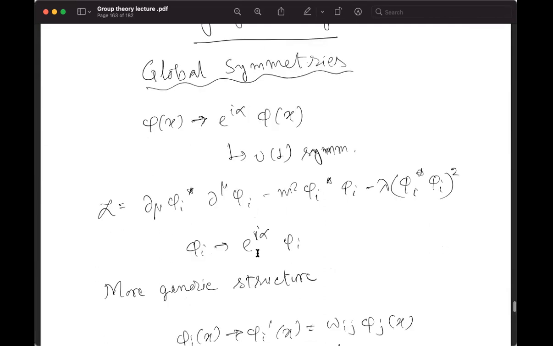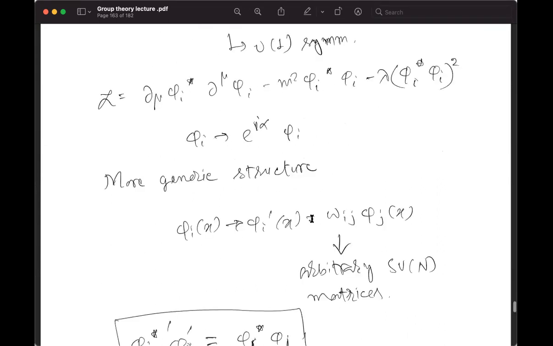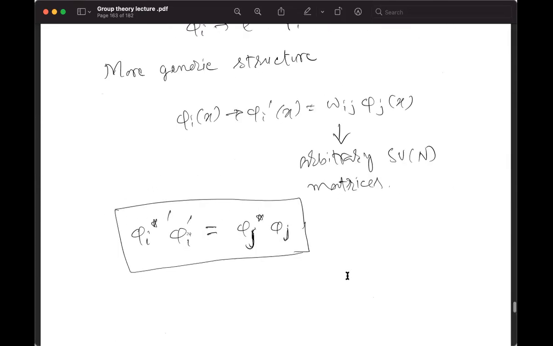Now we can think of a complex field phi with its Lagrangian density. Phi_i transforms into e^{iα} phi_i, where alpha is a number, so it's a global transformation. A more general structure would be phi_i(x) goes to phi_i'(x) equal to Omega_ij phi_j(x), where Omega_ij is an arbitrary SU(N) matrix. These transformations are such that the norm in field space, defined as phi_j* phi_j, or phi'* phi', remains invariant.